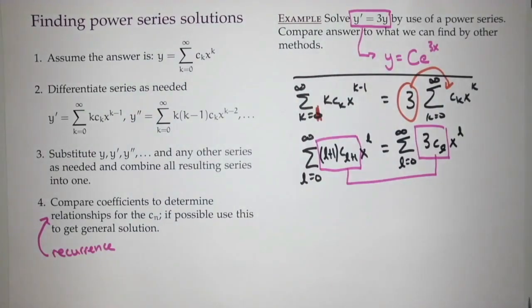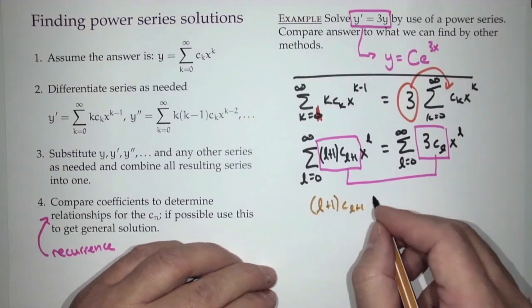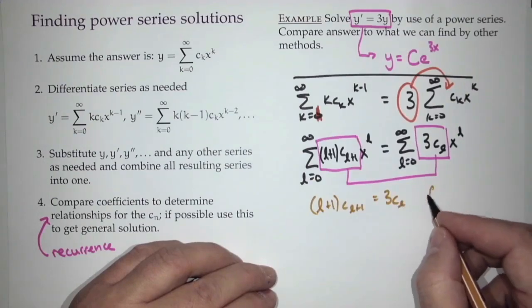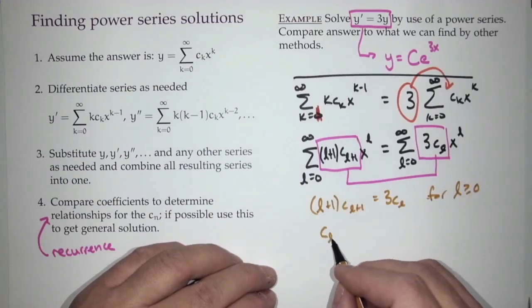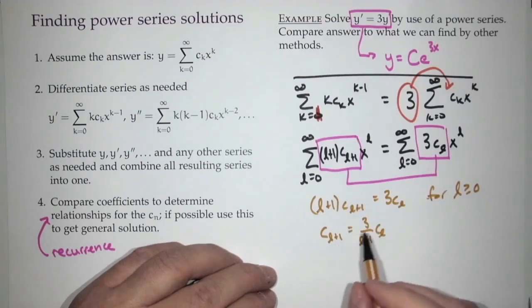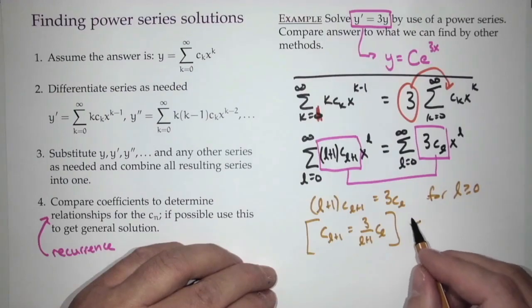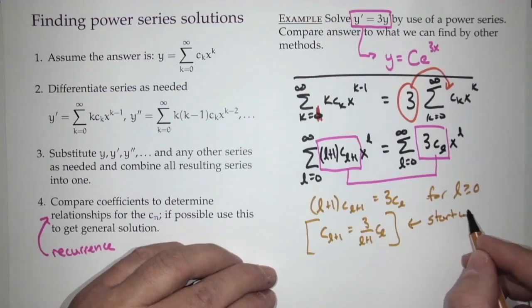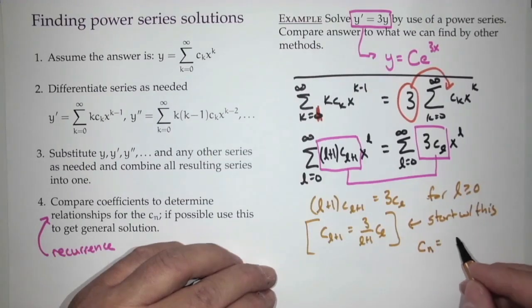So in particular, you come up with the observation that L plus 1 times c sub L plus 1 equals 3 c sub L. This is true for L greater than or equal to 0. Or you get the recurrence relation c sub L plus 1 equals 3 over L plus 1 times c sub L. Now, we're out of time, but I will say if you start with this and keep this going, you discover that c sub n will look like the following: 3 to the power n times c0 over n factorial.